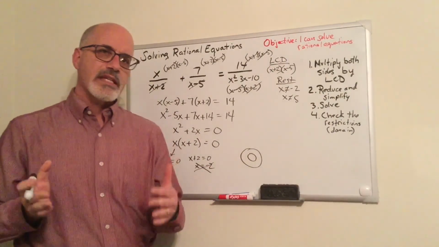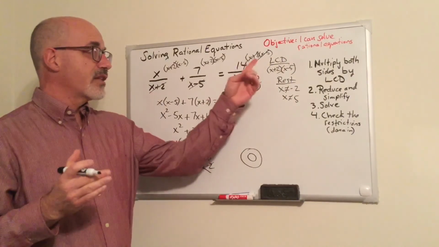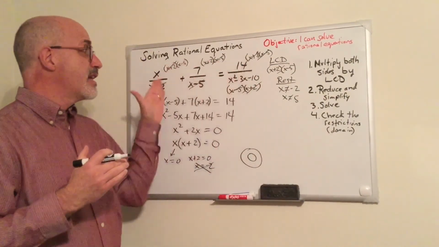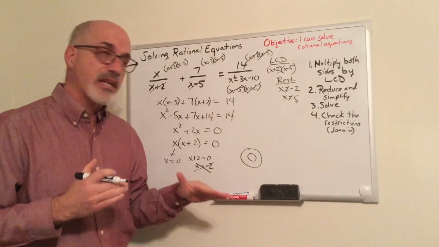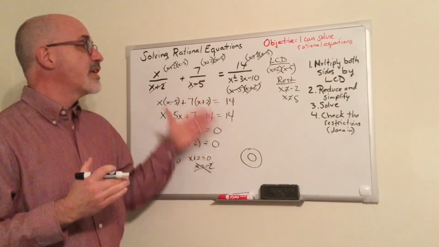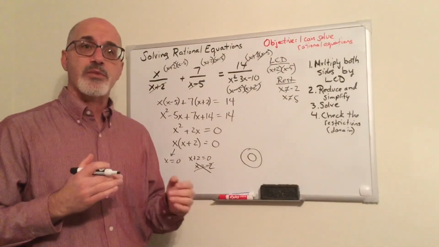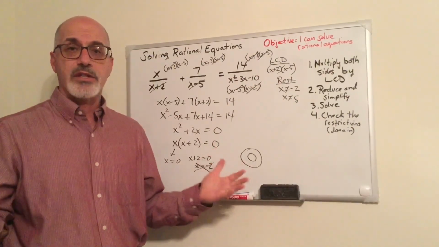So to do these, again, the simplified steps here are: find your least common denominator, multiply it on both sides to reduce out the fraction denominators in our rational expressions, solve your equation, and then check your answers against the restrictions on the domain. You'll get your solutions to your rational equations.